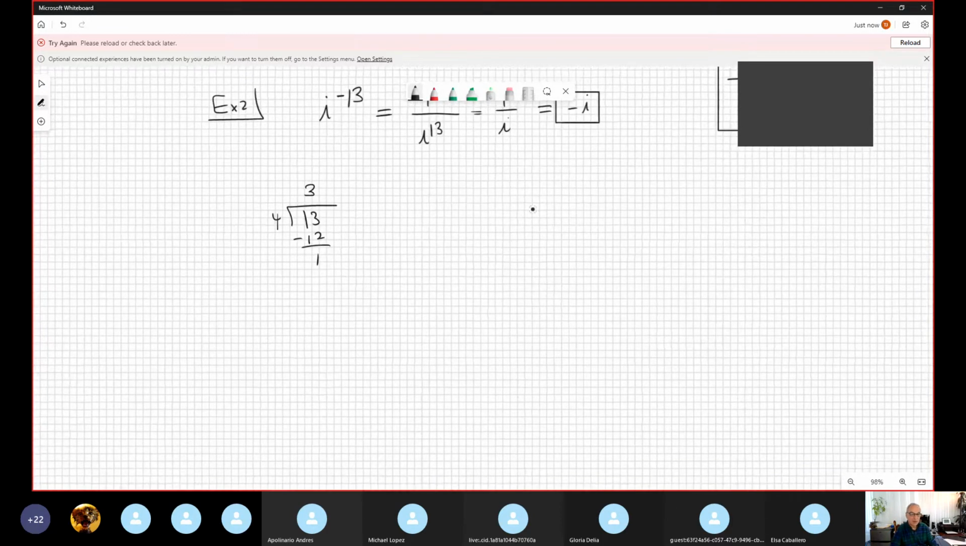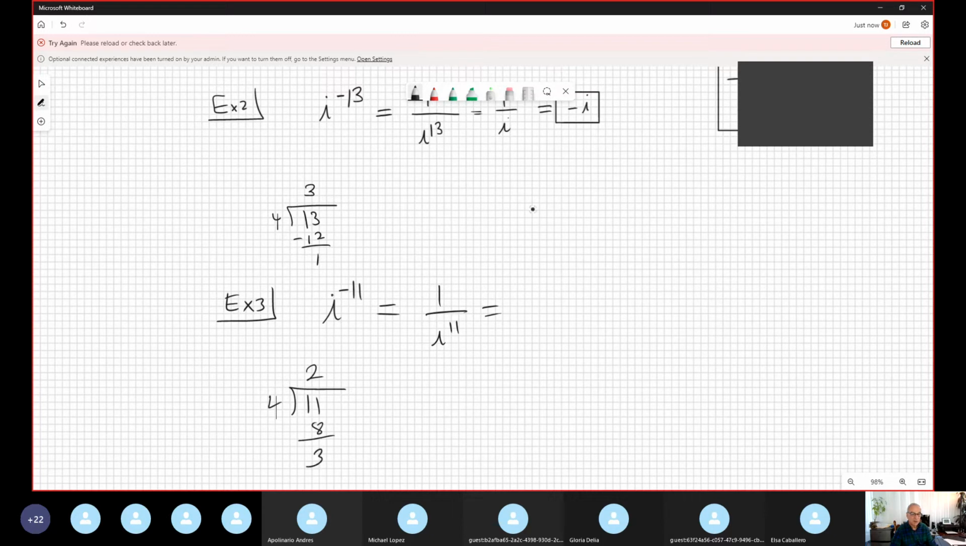Okay, one more easy one. Example 3 is i to the negative 11. What should I do? Turn it into a reciprocal. Now 11 divided by 4: 2 times 4 is 8, remainder 3. So it's 1 over i cubed. But I know that i cubed is negative i, right? So you replace it with 1 over negative i.